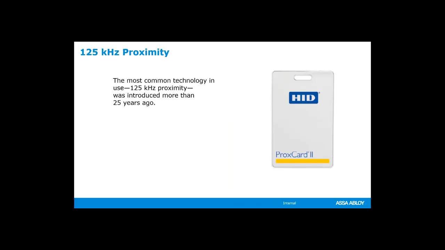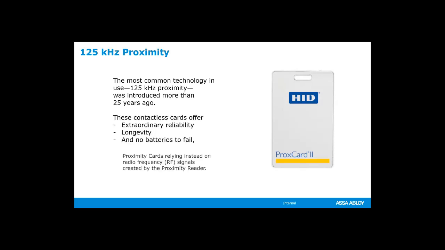The most common technology used today is 125 kilohertz PROX. It was introduced almost 30 years ago. These contactless cards were extraordinarily reliable and lasted a real long time because there were no batteries to fail. The proximity card relied on the radio frequency broadcasted from the reader, which is really nice.